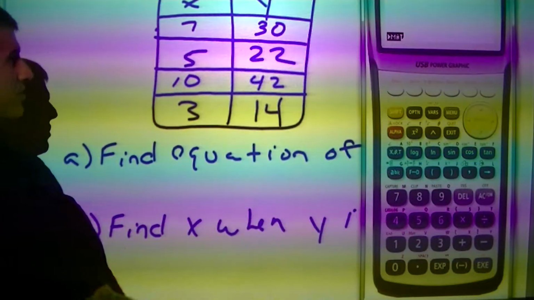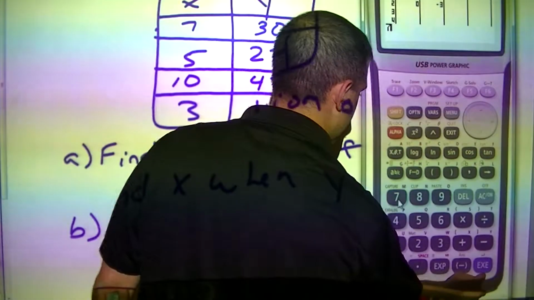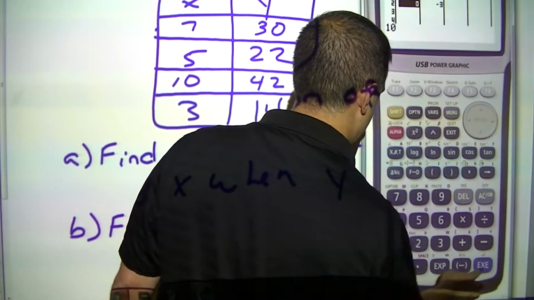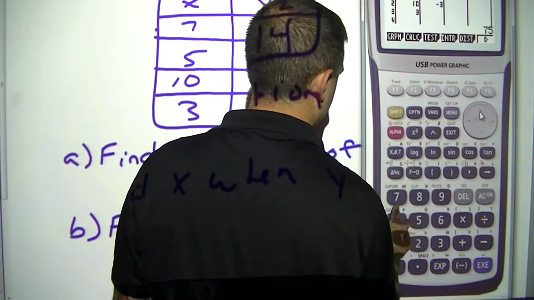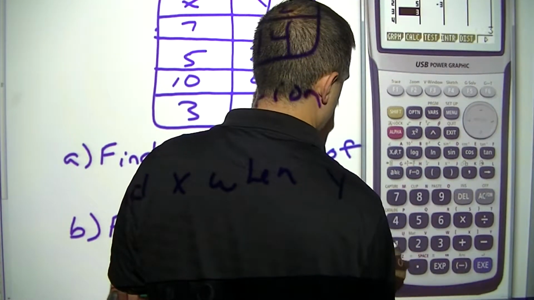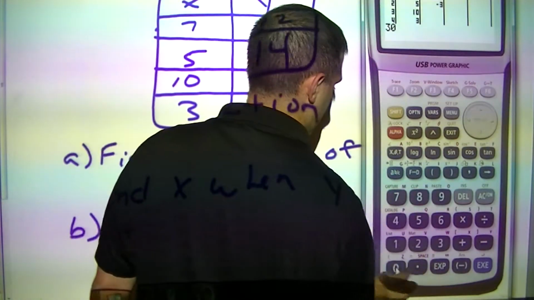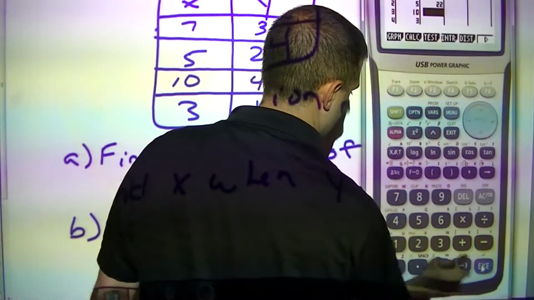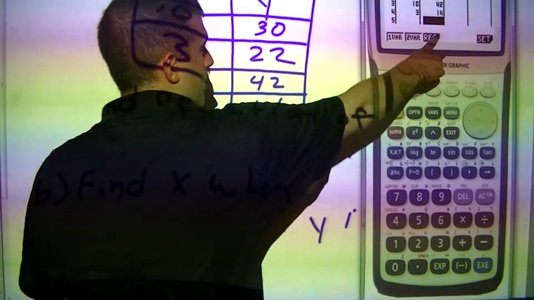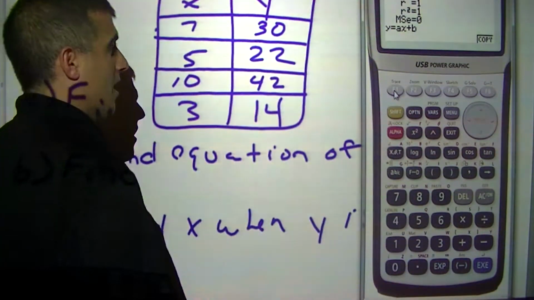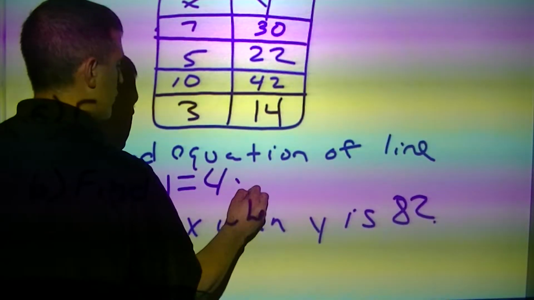Now, we're going to do the same exact thing. Find the equation doesn't change. So menu, stat, type in all the x's: 7, 5, 10, 3. Okay, this side: 30, 22, 42, 14. Okay, calculate, regression, x. All right, so what I got here is an equation of y equals 4x plus 2.